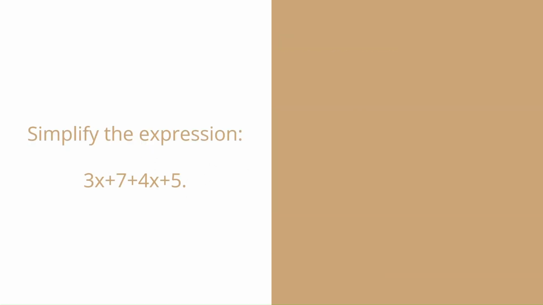Simplify the expression 3x plus 7 plus 4x plus 5. Just remember 3x and 4x are like terms, and 7 and 5 are both constants which you can add together. For this one, I'll give you 15 seconds to answer it.